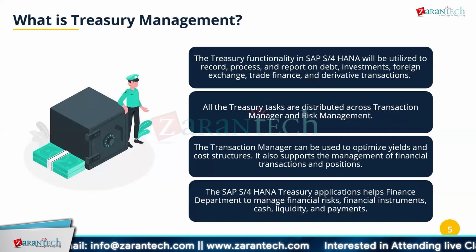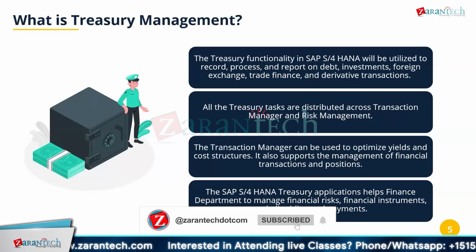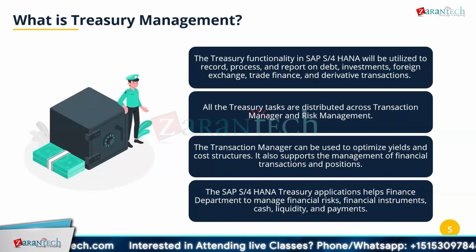So in general, what we do in finance, we work on basic modules like accounts payable, accounts receivable, general ledger, asset accounting, which are required for day-to-day operational activities, right? For example, if someone needs to create a vendor invoice, they can use the FI module to do that, and similarly for customer billing, etc. So that is more on the operational side. Now, in treasury, what we focus on is more the liquidity, cash management, investment, and debt part.